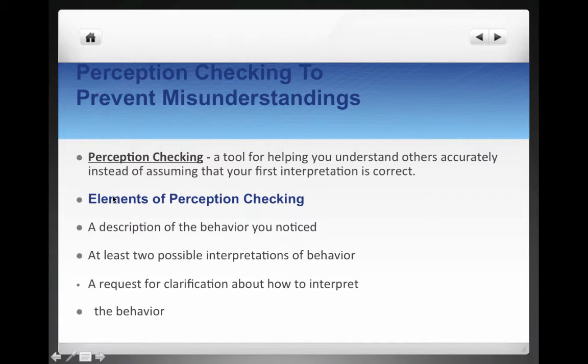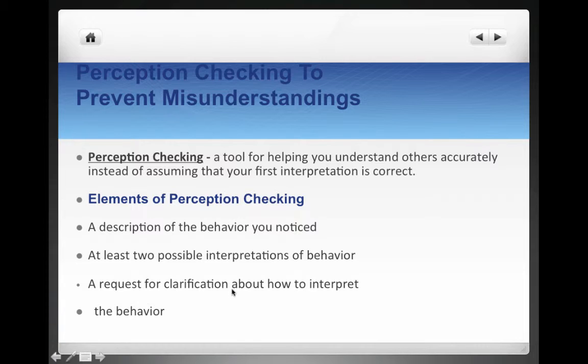So, what does a perception check include? There are 4 elements that every perception check should have. The first element is a description of the behavior you noted. You have to describe the behavior clearly. Then, at least 2 possible interpretations of the behavior. Make sure that your interpretations are relevant to the behavior, not just vague things.